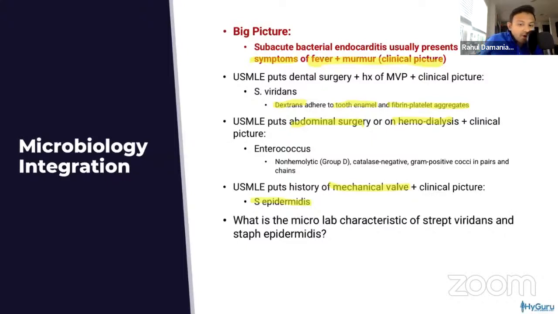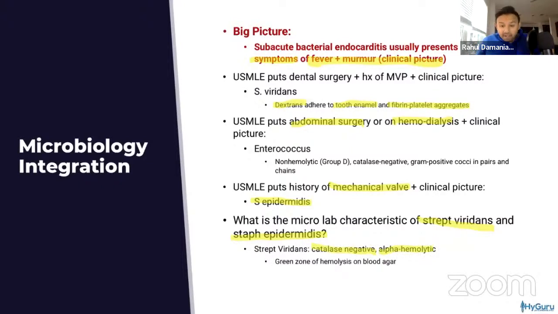So what is the microbiological lab characteristic that differentiates strep viridans and this staph epidermidis? And that is that strep viridans is catalase negative and alpha hemolytic. It can produce that green zone of hemolysis on blood agar, which represents the alpha hemolytic picture.